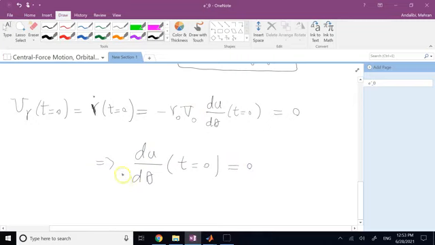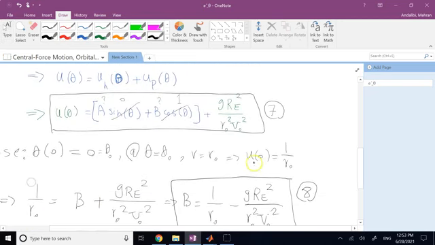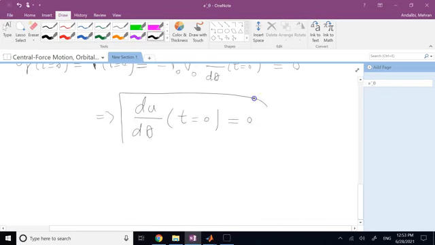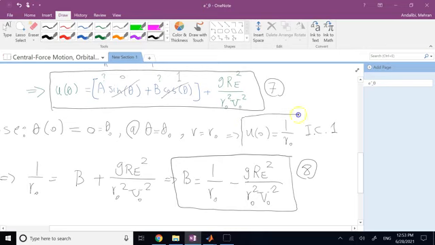So this is your second initial condition. The first one was this, that at theta of 0, u was 1 over r naught. This was one of your initial conditions, so I can call it initial condition 1. And this is your second initial condition. This is your initial condition 2. Okay.